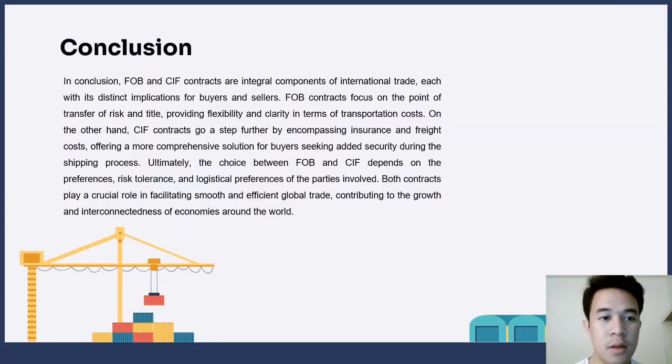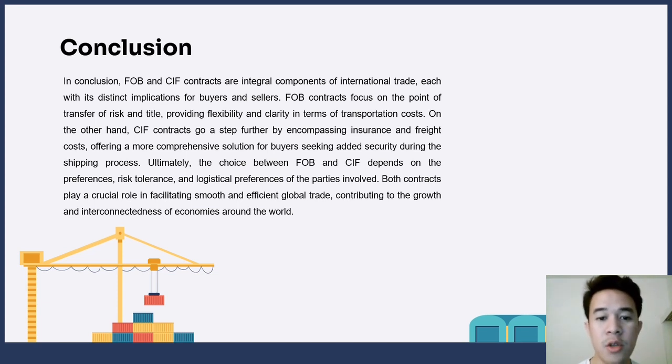Thank you. So in conclusion, FOB and CIF contracts are very important components of international trade, each with its distinct implications for both the buyers and sellers. FOB contracts focus on the point of transfer of risk and title. It provides flexibility and clarity in terms of transportation costs. While CIF contracts go a bit further by encompassing insurance and freight costs, offering a more comprehensive solution for buyers seeking added security during the shipping process.